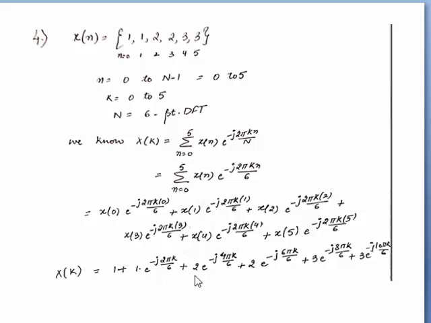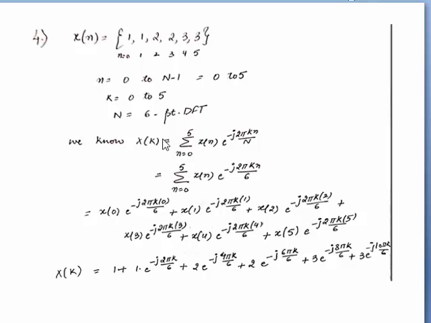Then put all the values of the given sequence. x of 2 is 2 into e raised to power minus j 4 pi k by 6, plus 2, because x of 3 is equal to 2, into e raised to power minus j 6 pi k by 6. Now x of 4 is 3, it becomes plus 3 into e raised to power minus j 8 pi k by 6, and x of 5 is also 3, so it becomes plus 3 into e raised to power minus j 10 pi k by 6. That is the DFT of the given sequence.